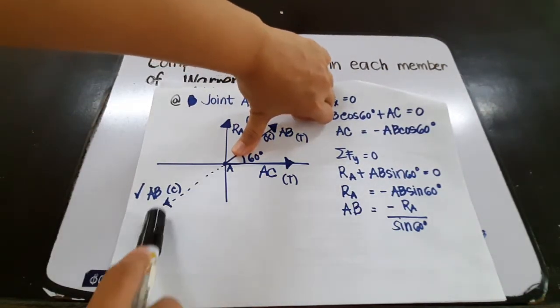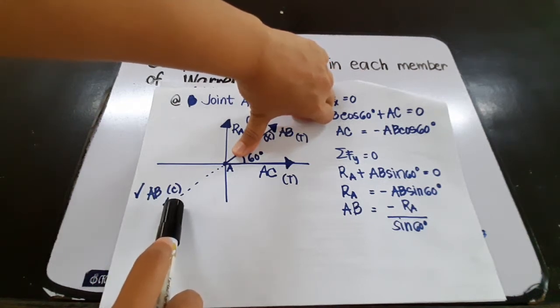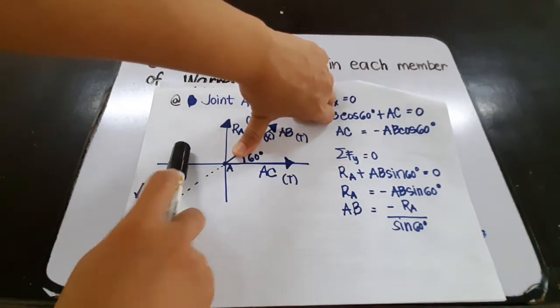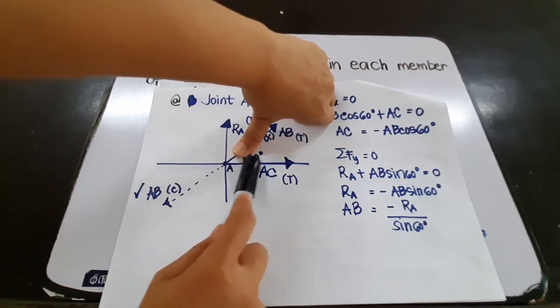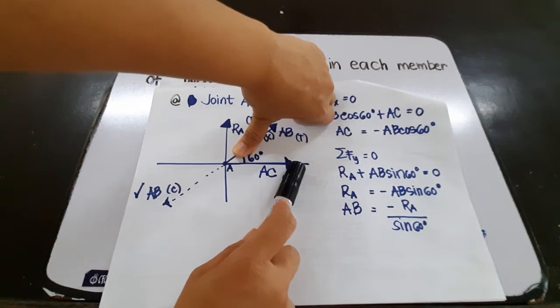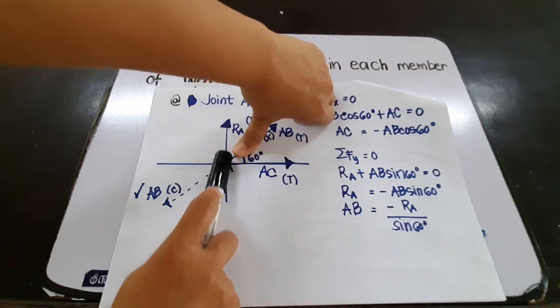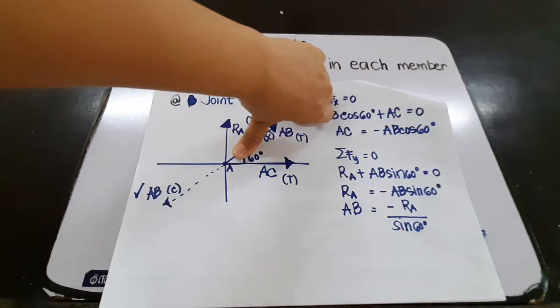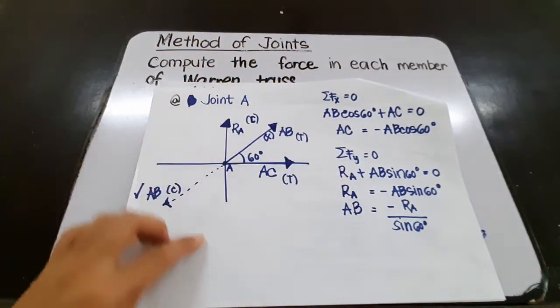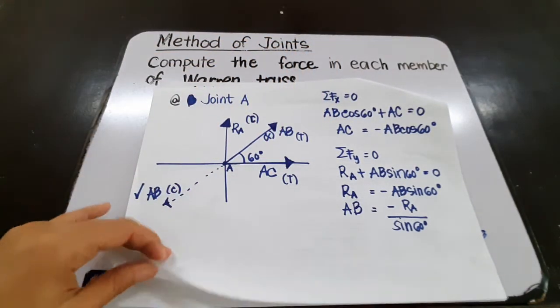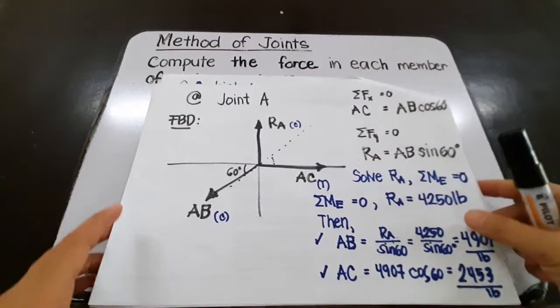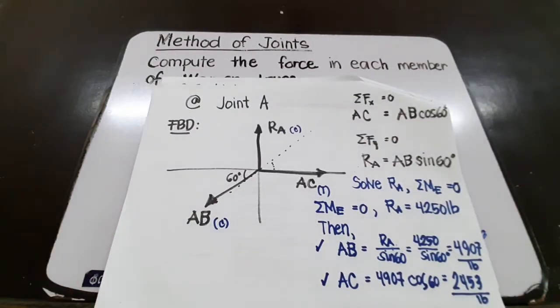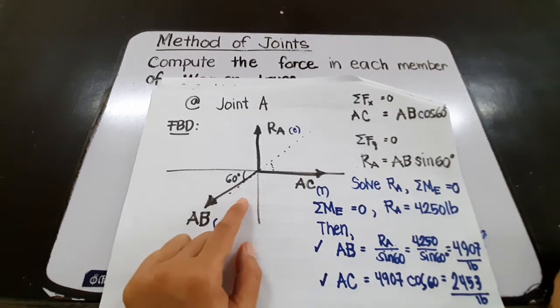Here we consider AC. If that would be the case, we have an X component acting towards the left and an X component acting towards the right, and we have an upward RA and then a downward AB. Then we consider this free body diagram as correct. So we solve for A. At joint A, this is our free body diagram.